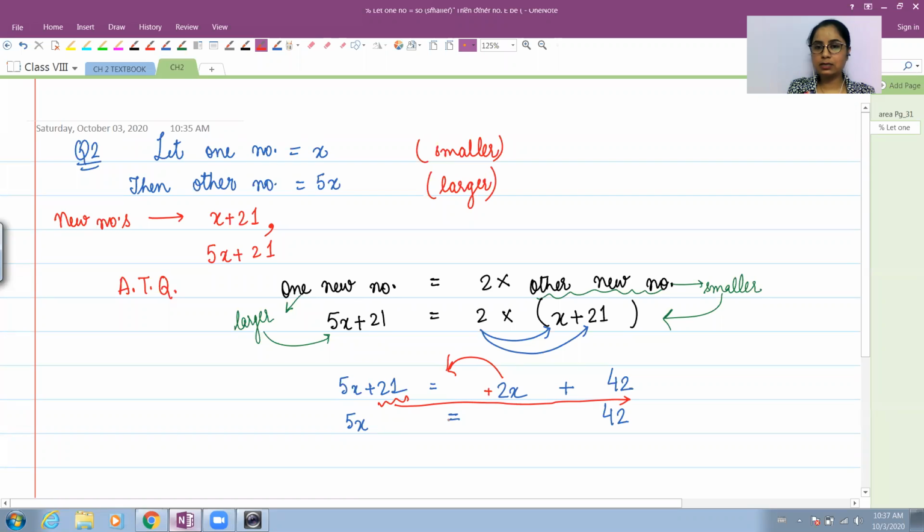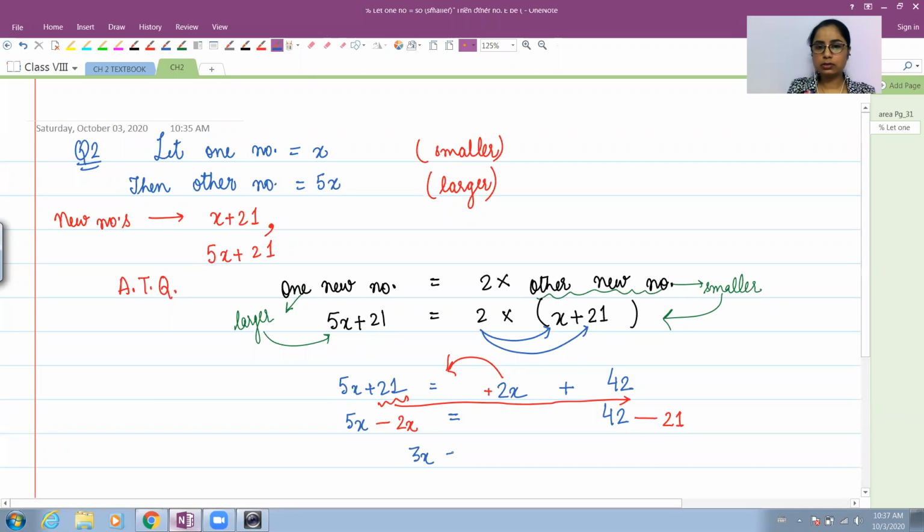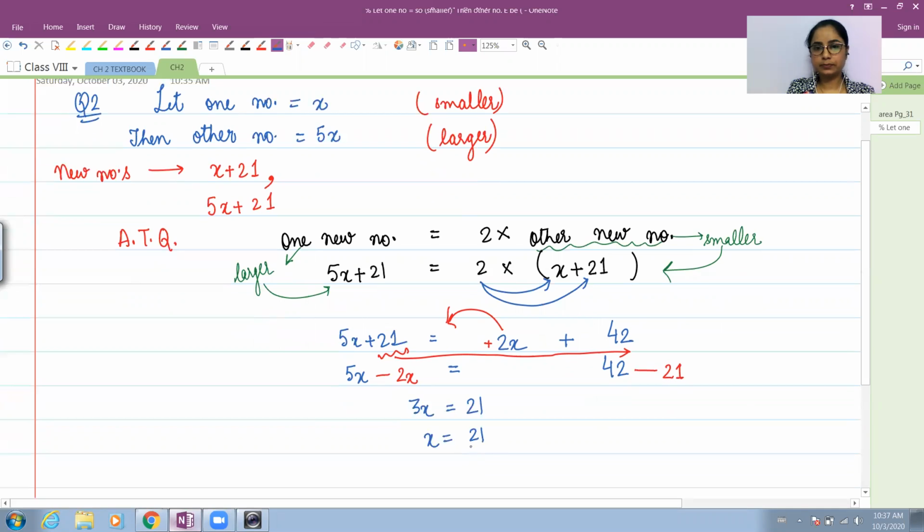This here is plus 2x, so it will be minus 2x. Plus 21 when taken to the right hand side will become minus 21. So we get 3x equals 21. From here, the value of x comes out to be 7. And now you can give the answer.